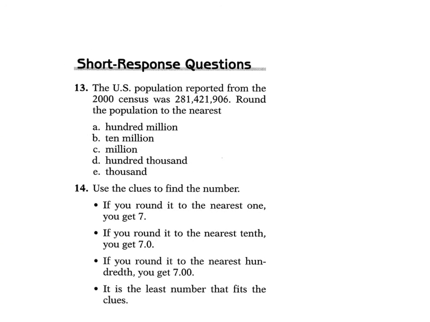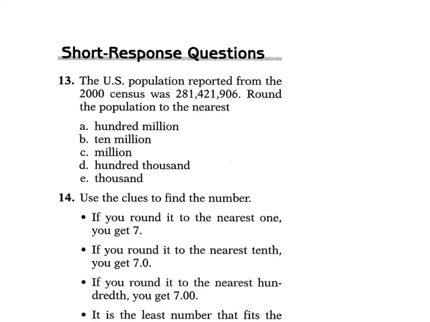For some examples that are not done for us, for 13, we have that the U.S. population reported from the 2000 census was 281,421,906. Round the population to the nearest 100 million, 10 million, million, 100,000, and 1,000.